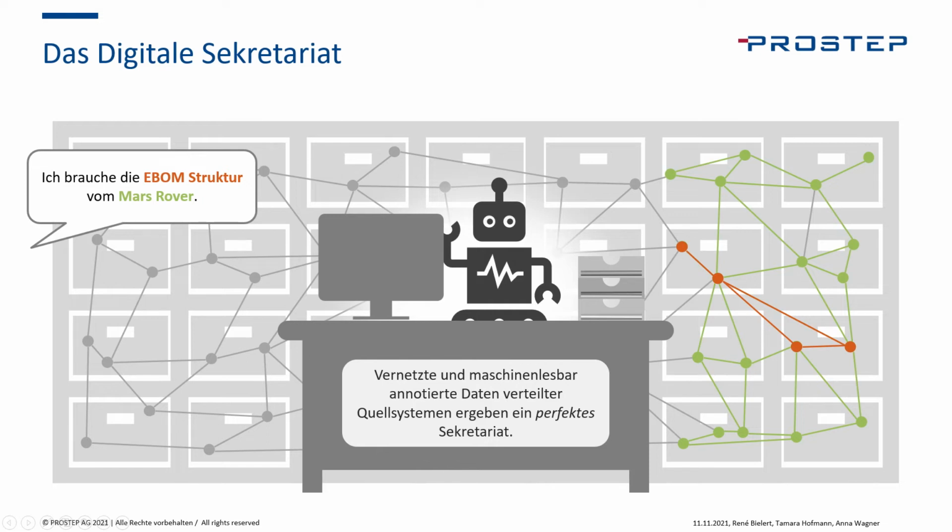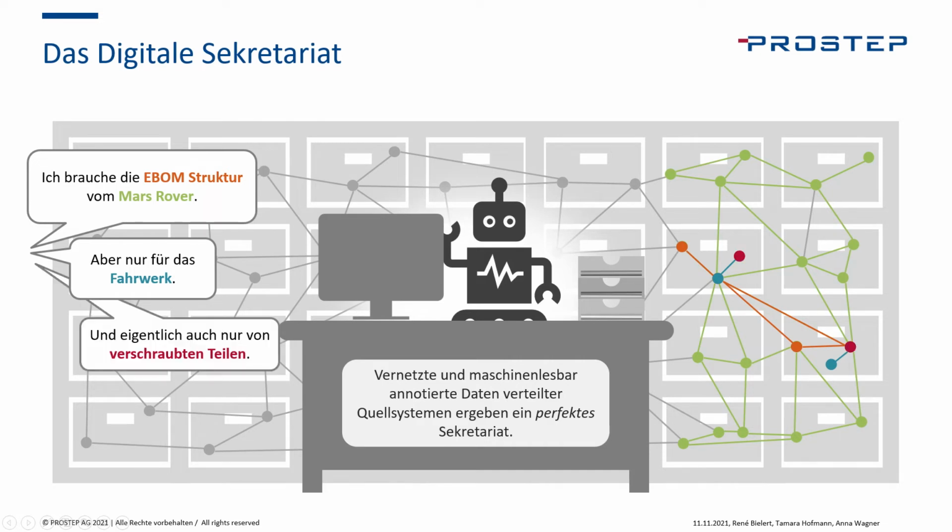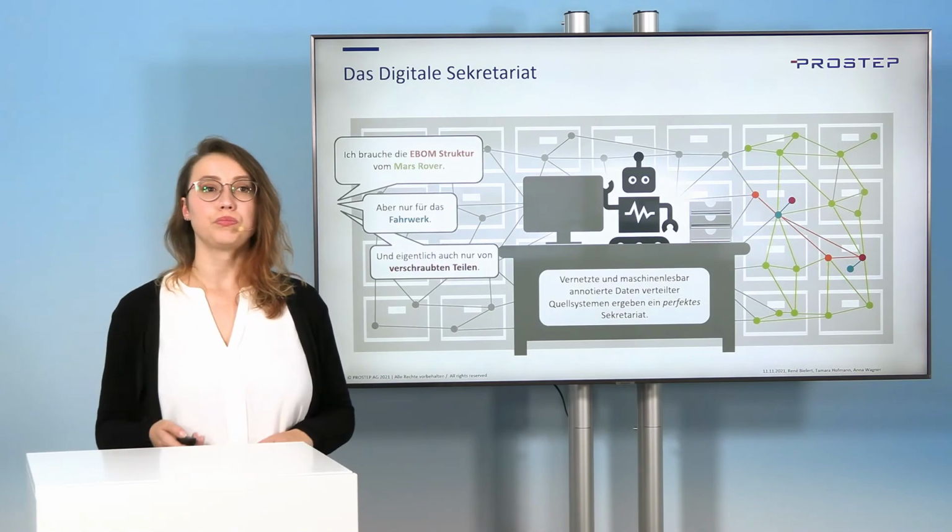When I make my request more specific and ask for information on the chassis, this digital secretary's office can also jump off at specific nodes and look in the source systems. Then, additional information can be extracted. This has the advantage that the screwed components are not just found in the overview graph, but can also be found in the source systems themselves. This is because the heterogeneous data is annotated.